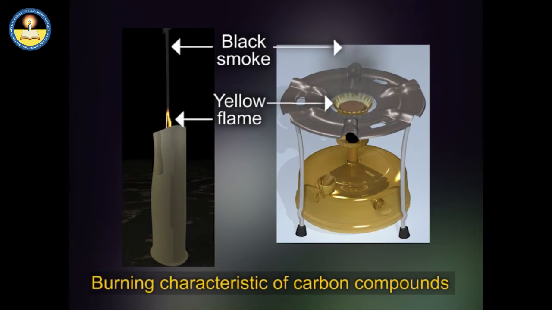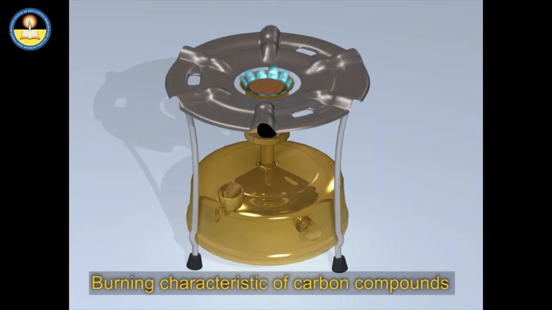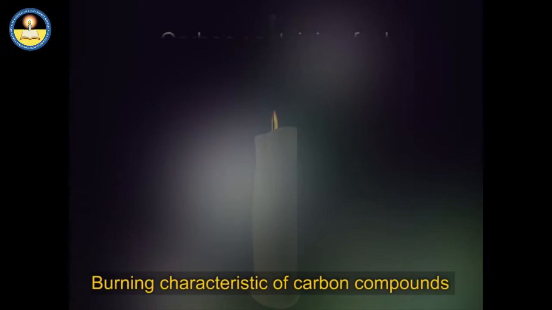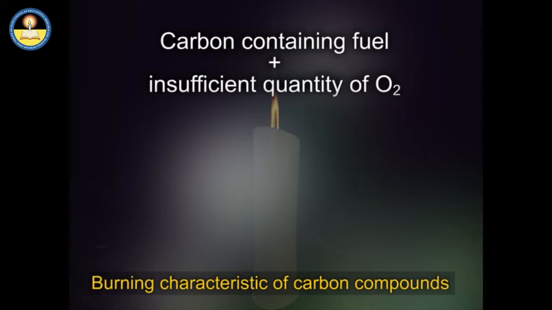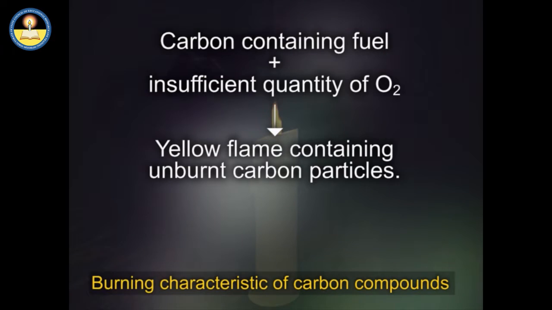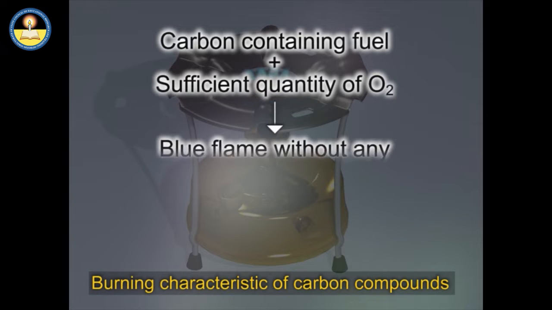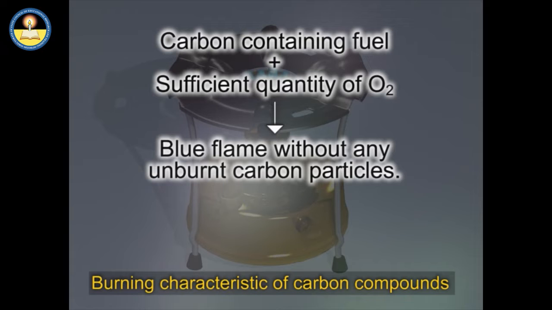If a fuel is burnt in insufficient quantity of oxygen, it burns with a yellow flame with black smoke. Incomplete combustion produces less heat energy. Proper combustion means complete burning of carbon present in the fuel in excess oxygen. Carbon-containing fuel plus insufficient quantity of oxygen gives yellow flame containing unburnt carbon particles. Carbon-containing fuel plus sufficient quantity of oxygen gives blue flame without any unburnt carbon particles.